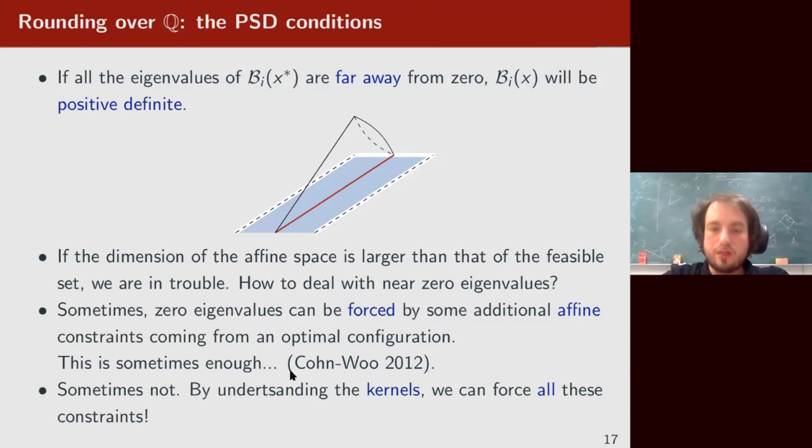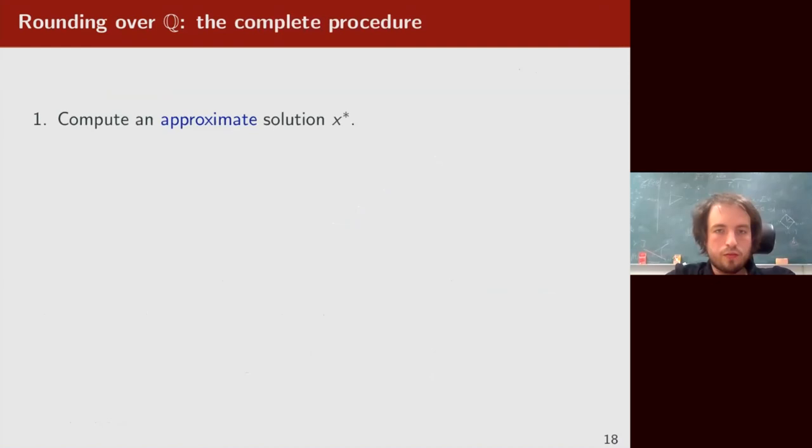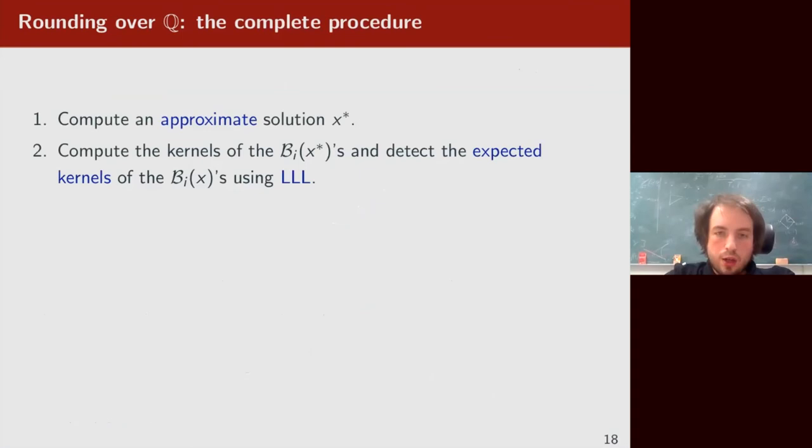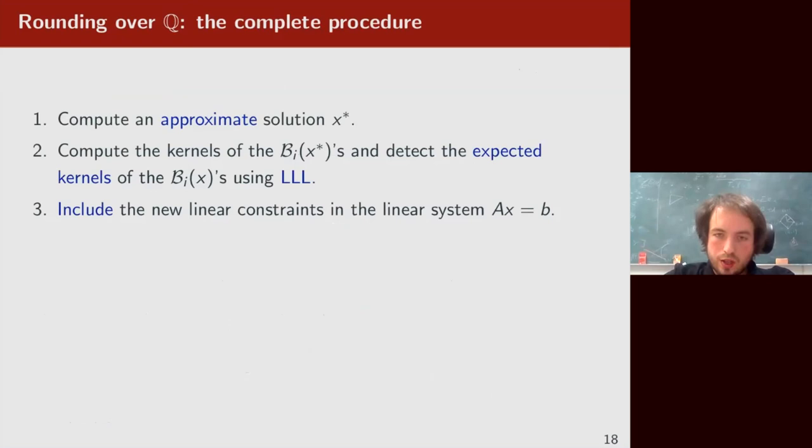Okay, so let me just finish with our procedure to give you an idea of how it works. First you compute this approximate solution. Then you want to compute the kernels of the numerical solution. So you have something which is approximate and you want to round these kernels. Here you use the LLL algorithm to find some combination, some relation between these numbers, and then you turn it into the exact kernel. So now you get new linear constraints that you add into the linear system. So then you have a linear system which is more complicated, but in which you force these eigenvalues to be exactly zero, and then you will be sure that they are not negative.